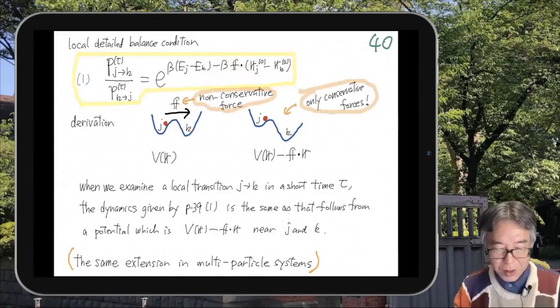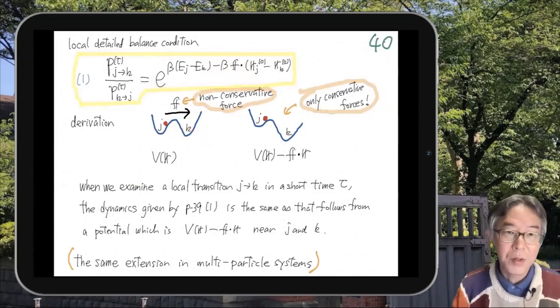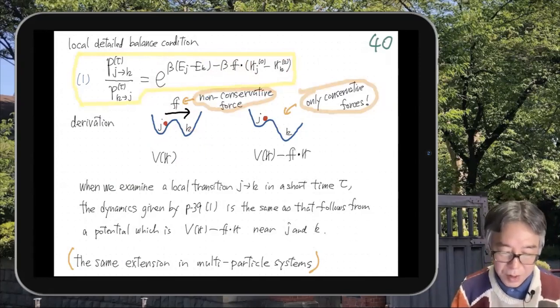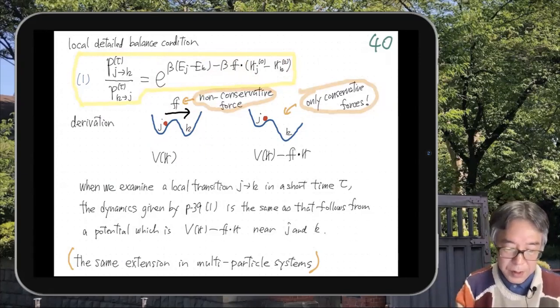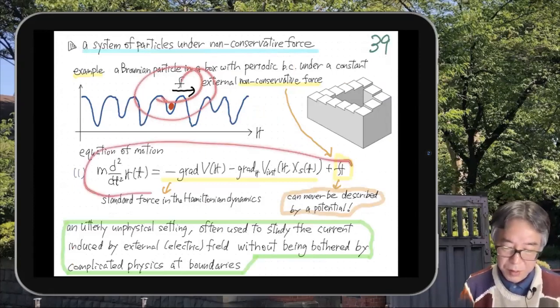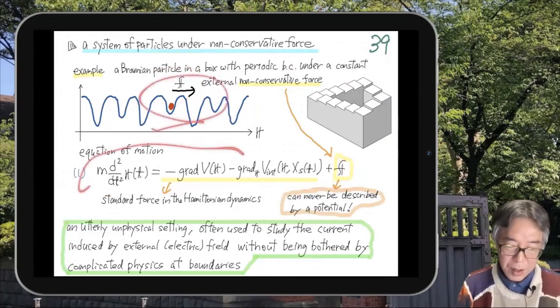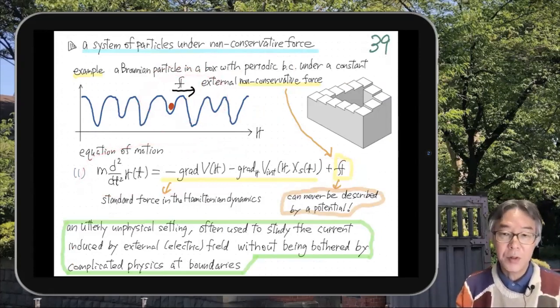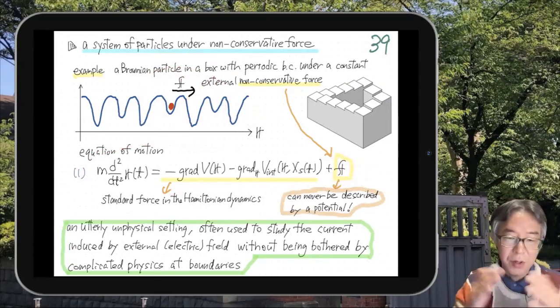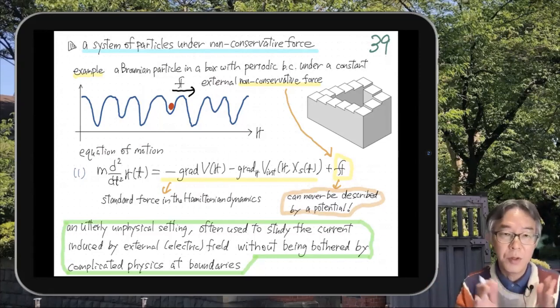And I argue that this is easily derived by using the previous result about the detailed balance condition. How do you do this? Well, I said that this kind of situation can only be described by Newton's equation, and you cannot describe this dynamics by Hamiltonian dynamics. That's true if we consider the time evolution for a sufficiently long time. But we are only interested in time evolution for a very small time, a small time tau.